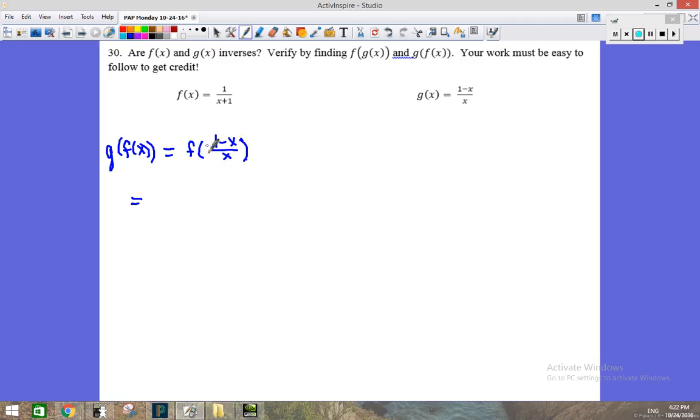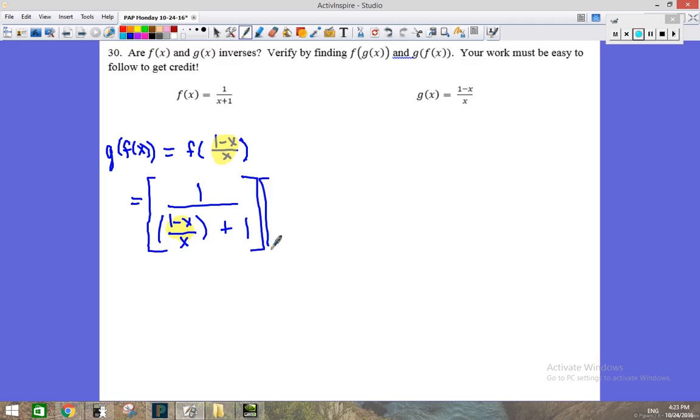Well, what does f do to the input? F always creates a fraction. 1 is always in the numerator. And you always have the input plus 1 in the denominator. Well, this time, the input itself is a fraction. It's this ugly mess that goes here. So we need a way to simplify this complex fraction. We have a fraction within a fraction.